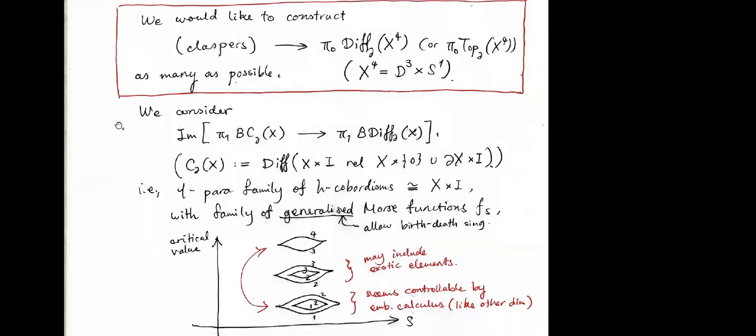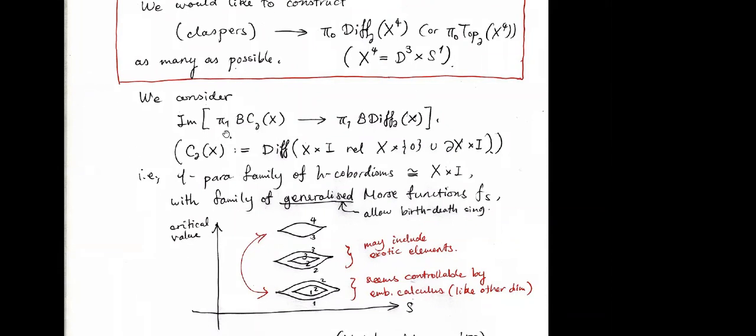We consider the image of the natural map from pi 1 of BC to pi 1 of B diff. Here CX is the group of concordances, which is the group of diffeomorphisms of X cross the interval I, fixing the bottom and the side. And we consider the image of this natural map given by restriction on the top boundary. This group, pi one, is the set of one parameter families of H cobordisms, diffeomorphic to X cross I at each parameter.